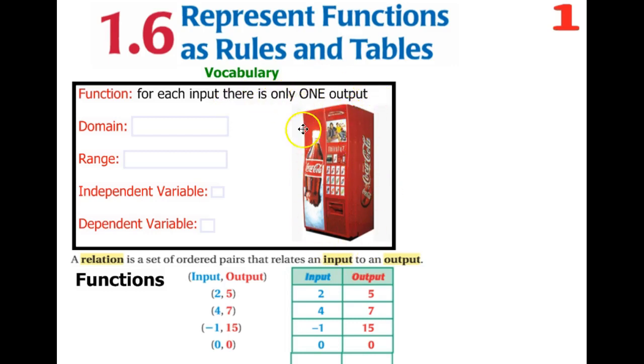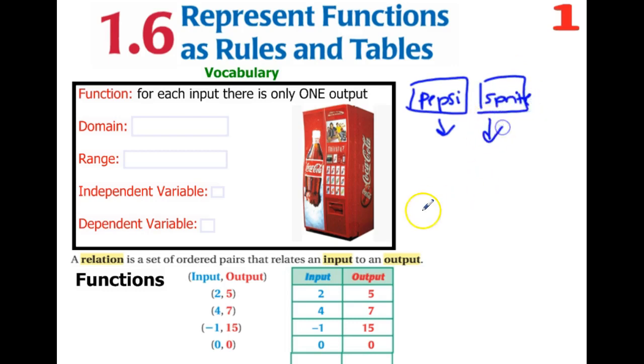We could also think of this like a pop machine. For every button that you push on the pop machine, you should get one thing out. The button that you push that says Pepsi should give you a Pepsi. The one that says Sprite should give you a Sprite. But if you have a button that says Sprite and it gives you a Pepsi, well, that's not going to work. That won't be a function. So let's first look here.